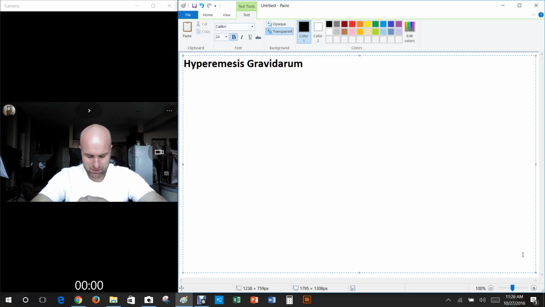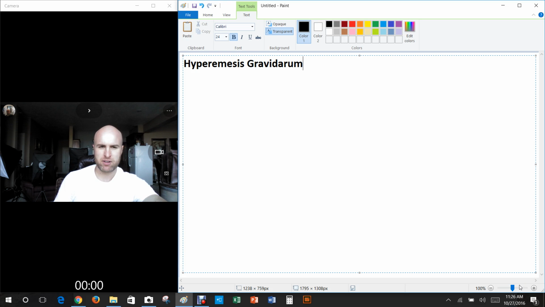Evaluate for ketonemia, ketonuria, hyponatremia, and hypokalemic states, hypochloremic and hyperchloremic metabolic alkalosis. Measure liver enzymes, serum bilirubin, serum amylase, and lipase. Usually, with morning sickness, if the morning sickness continues after the first trimester, that's usually where you want to start thinking hyperemesis gravidarum.